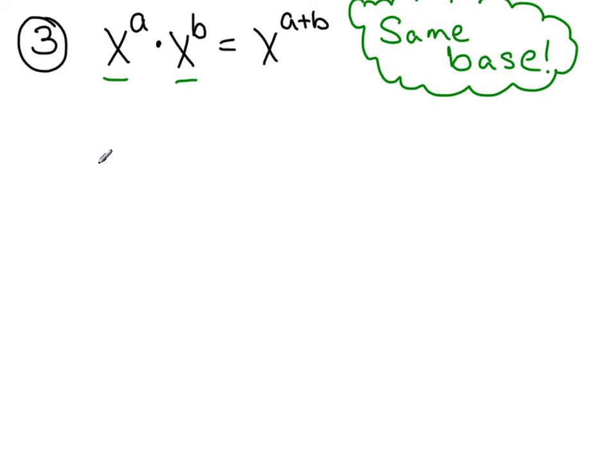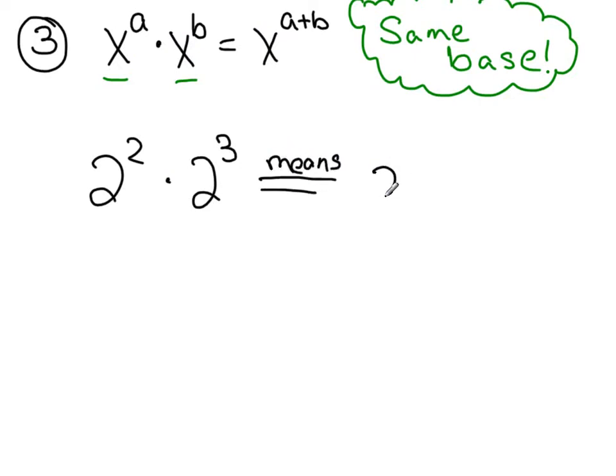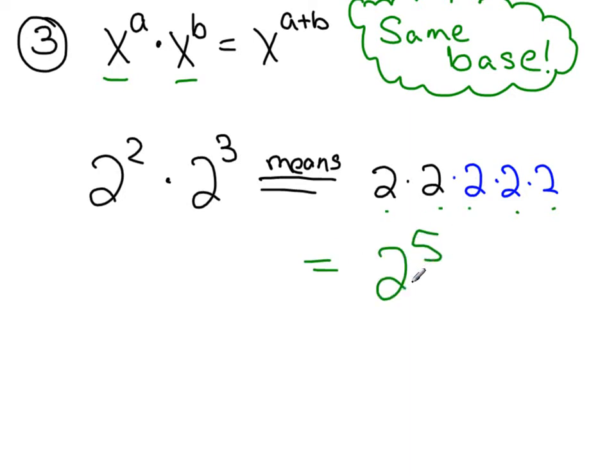So if we were to have something like 2 squared times 2 cubed, what we could do is write out what this really means. So 2 squared means we have 2 times 2, and 2 cubed means we have 2 times 2 times 2. And now you can count out how many 2's. We got 1, 2, 3, 4, 5. So this means we have 2 to the 5th. And we could even do that. What is 2 plus 3? Well, it's 5. So it's nice.